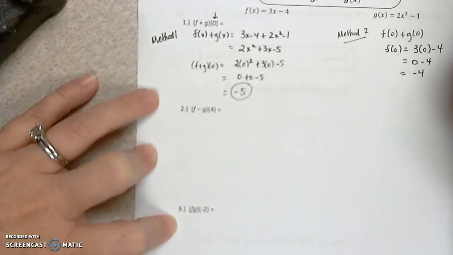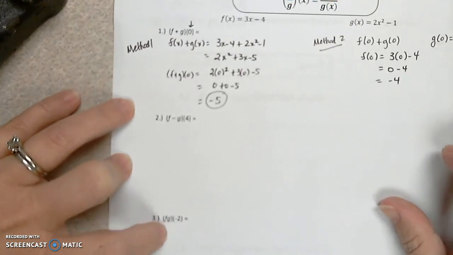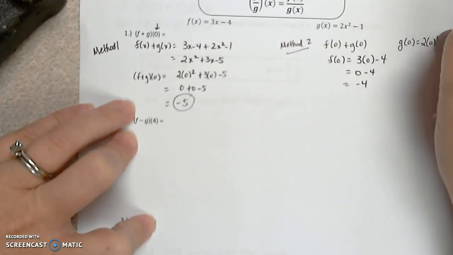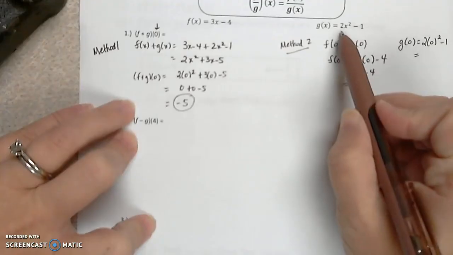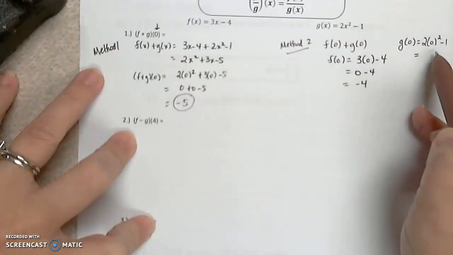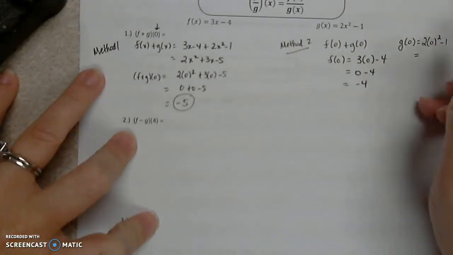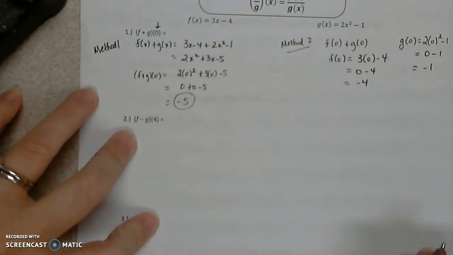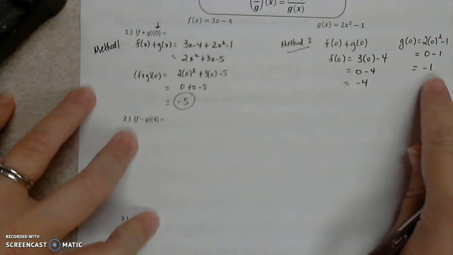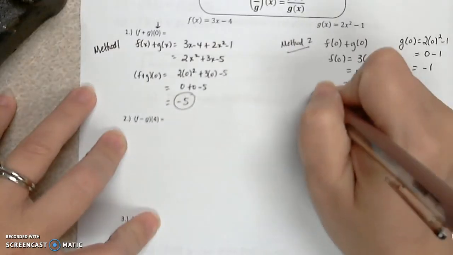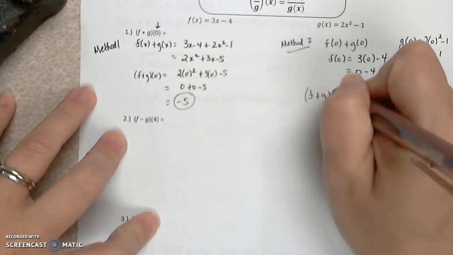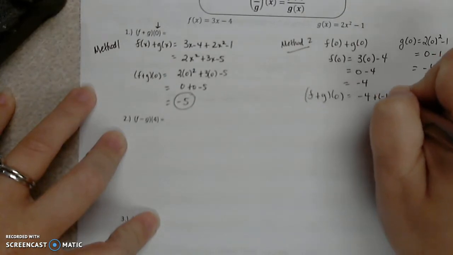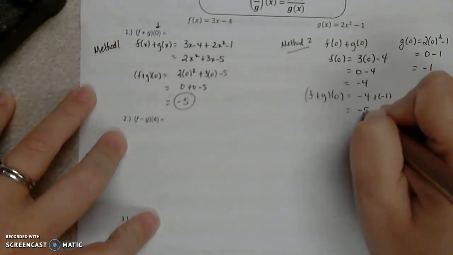Alright, then I'm going to do the same thing with g, and everywhere there's an x, I'm going to put a 0. So the function 2x squared minus 1, I put a 0 in x's place. 0 squared is 0, times 2 is 0, minus 1 is negative 1. Now I have the function value for f and g. I'm going to add them together. So I would say f plus g of 0 equals negative 4 plus negative 1, which is negative 5.